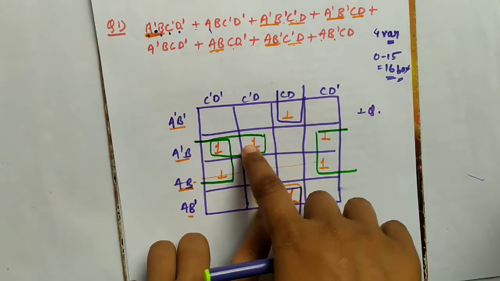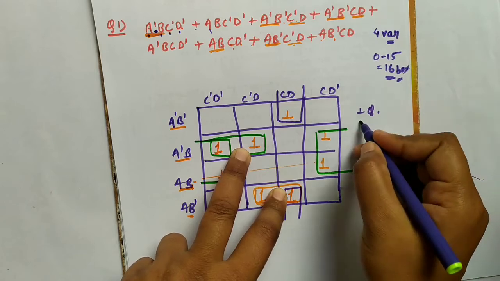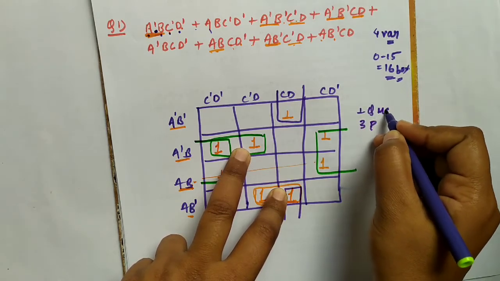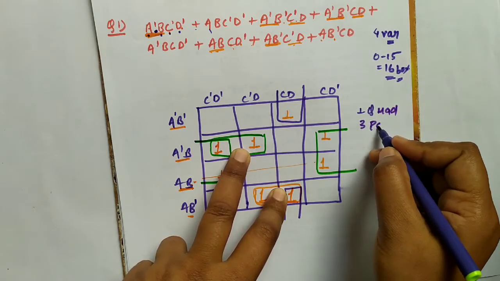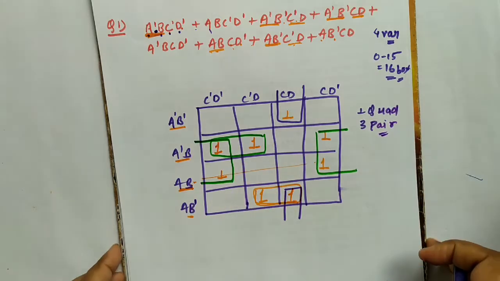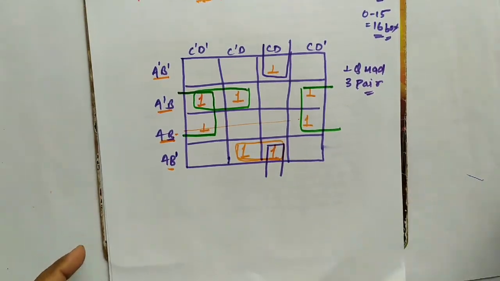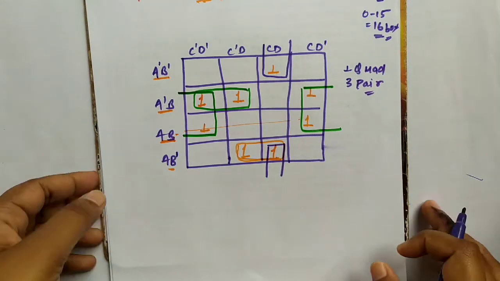and 1, 2, 3 pairs. 3 pairs, one quad and 3 pairs. So next, find out the terms.